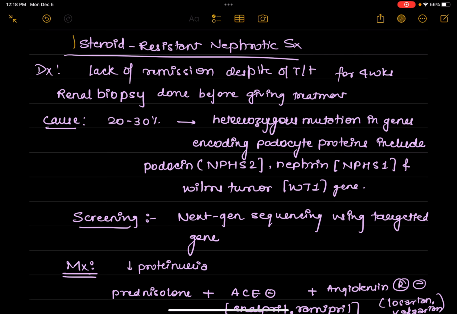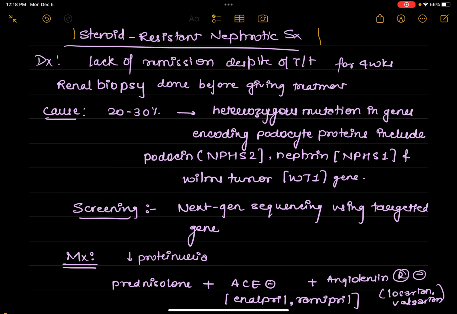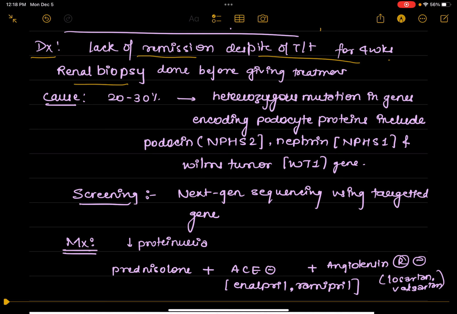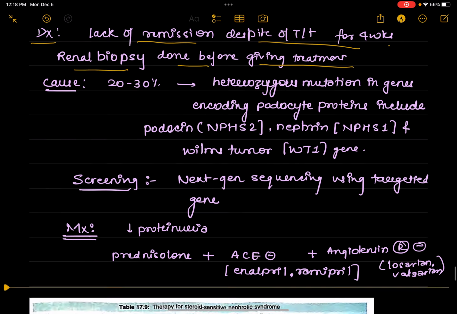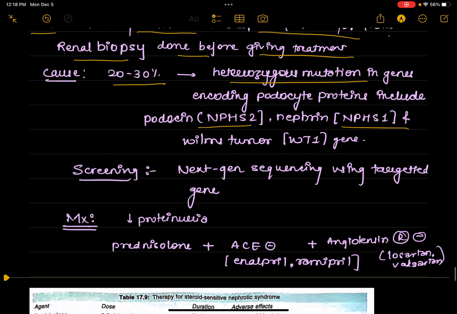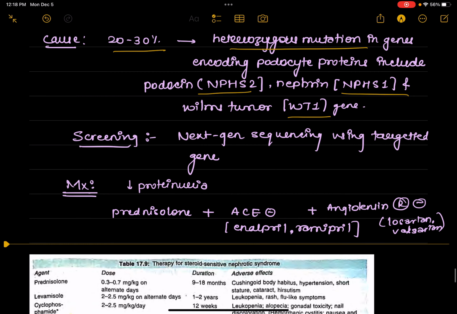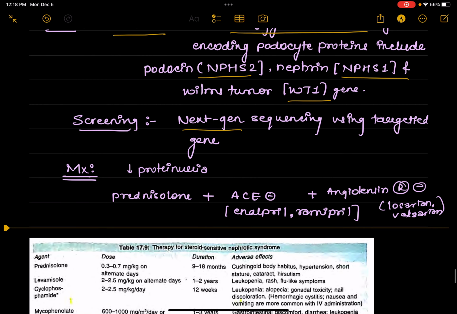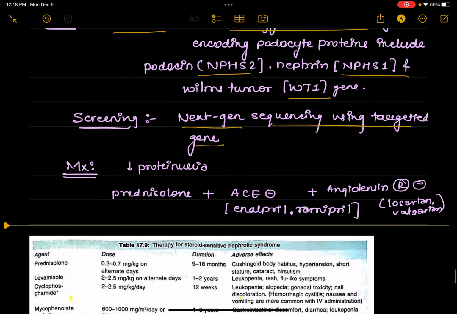Let's study about steroid resistant nephrotic syndrome, where significant lesions are present. Diagnosis is if there is lack of remission despite treatment for 4 weeks. Renal biopsy is done before giving treatment. Cause: in 20 to 30% cases, there is a mutation of NPHS2, NPHS1 and Wilms tumor 1 gene. We will do screening by next-gen sequencing using targeted gene.